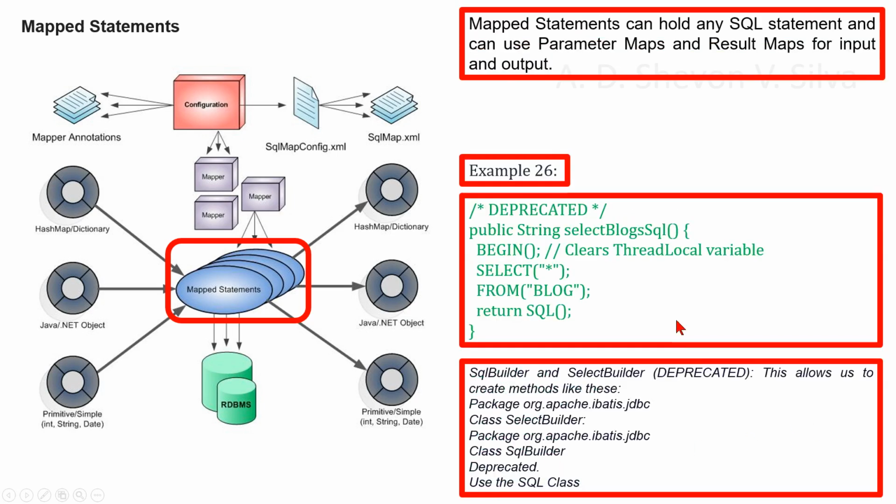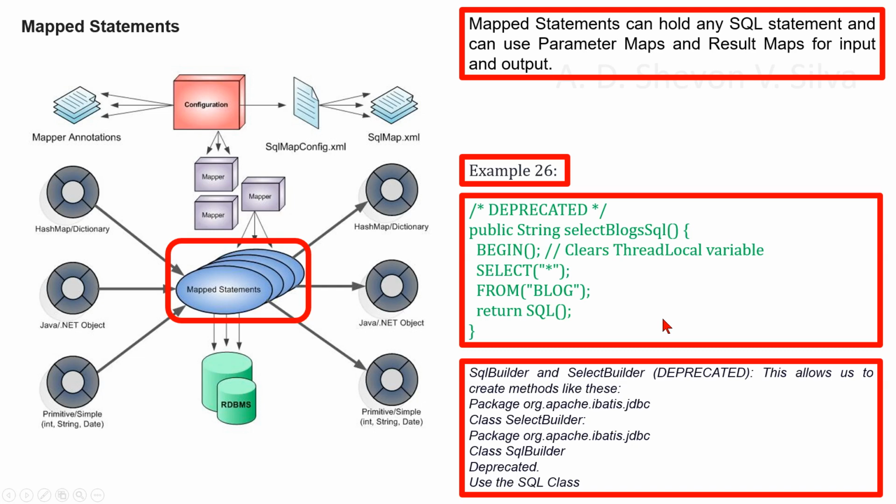Now we are considering SQL builder and select builder, which are deprecated. Before version 2, this allowed us to create methods like this. Select builder is in the package org.apache.ibatis.jdbc, and SQL builder is in the same package, org.apache.ibatis.jdbc. These are deprecated. Use the SQL class.